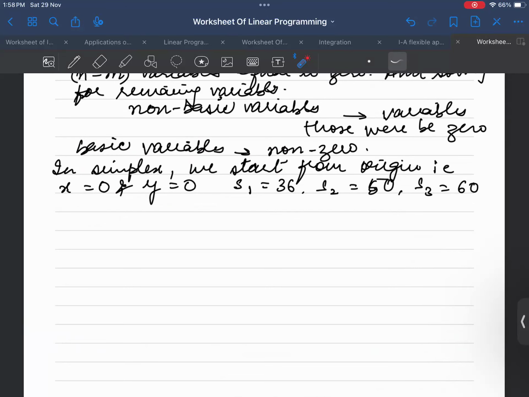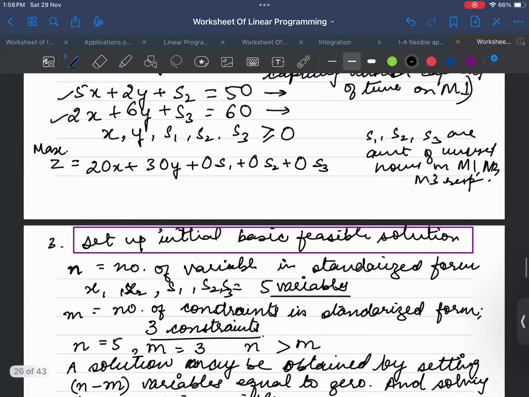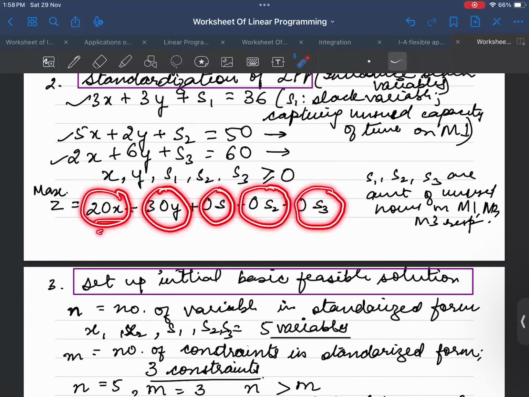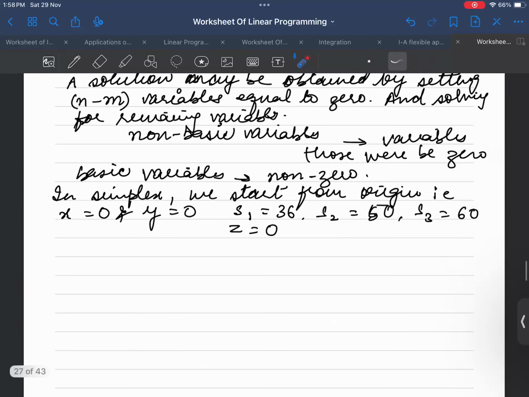I think it's clear. If that is the case, then we know Z would be 0, as there is no contribution. X is 0, so 20 into 0 is 0. 30 into 0 is 0. Now 0 into 36 is 0, 0 into 50 is 0, 0 into 60 is 0. So in total, Z comes out to be 0. Is it clear? This is the basic feasible solution.